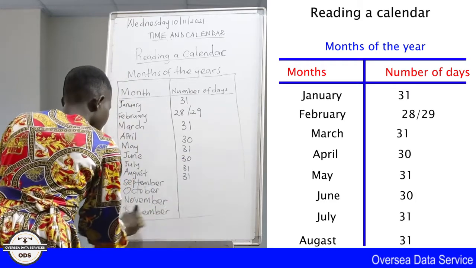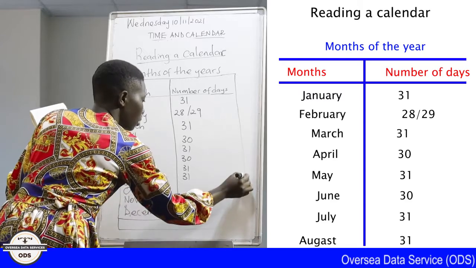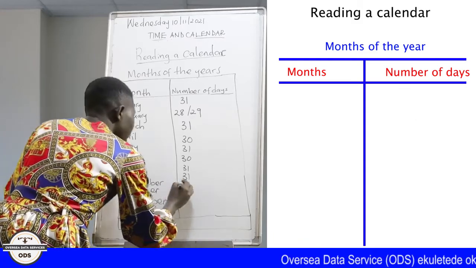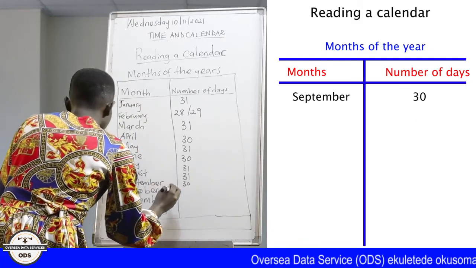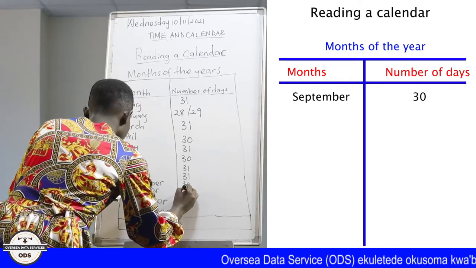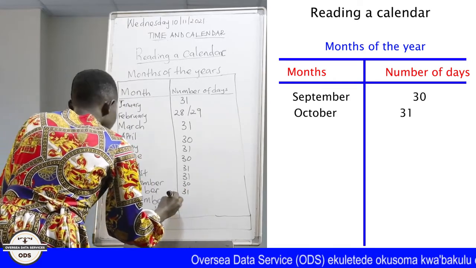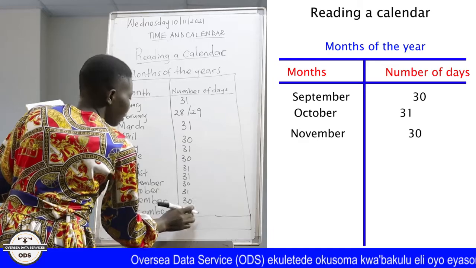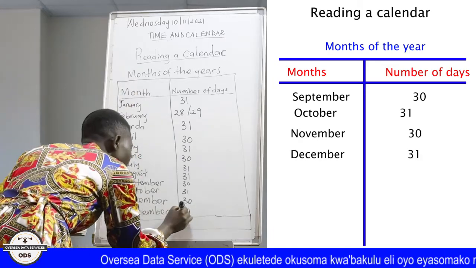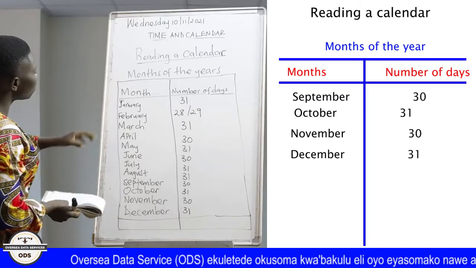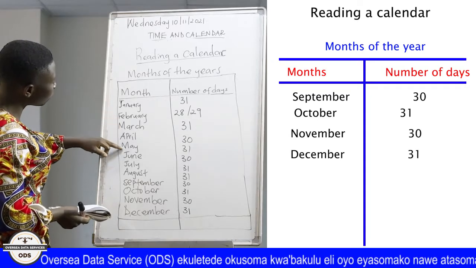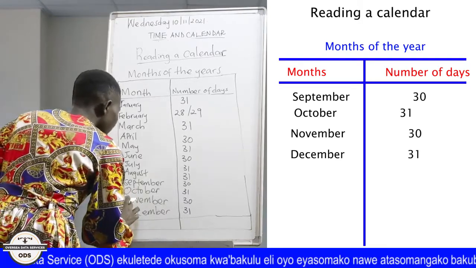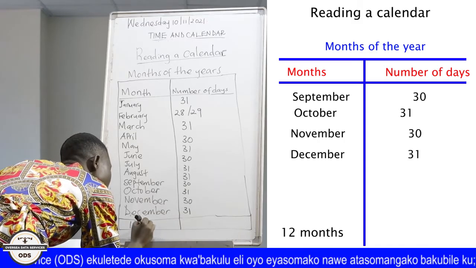Good. We have December. September, it has 30. October, it has 31. November, it has 30. And lastly, we have December with the 31 days. So these months, when you add them, we have 1st, 2nd, 3rd, 4th, 5th, 6th, 7th, 8th, 9th, 10th, 11th, 12th. There are 12 months.